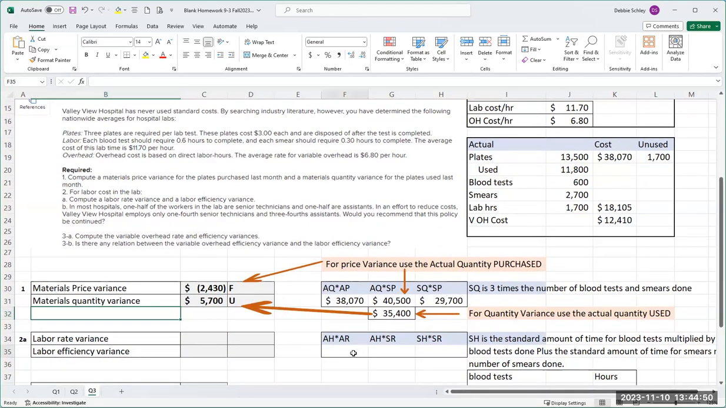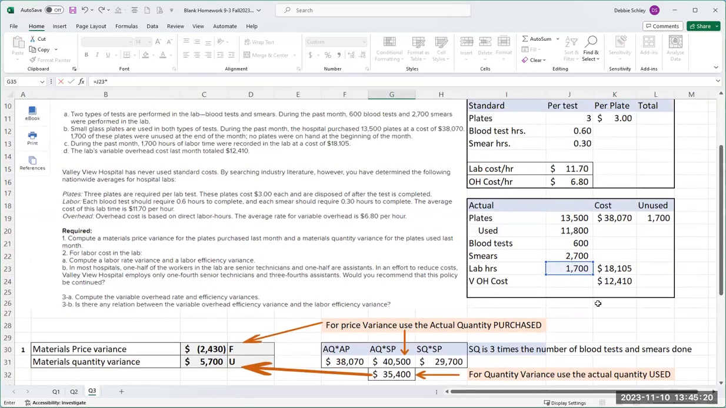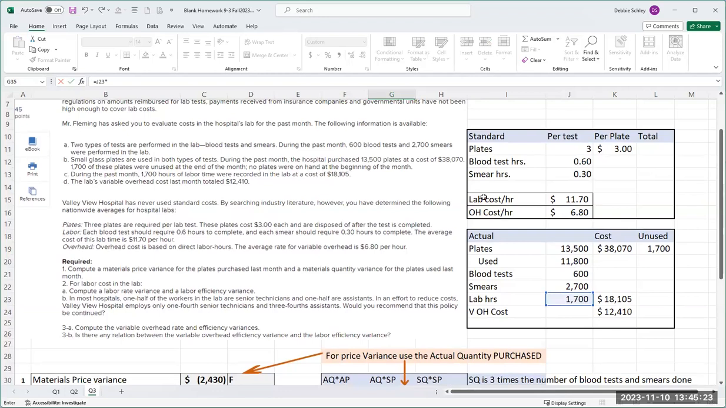So actual hours times the actual rate. They gave it to me in a total. They tell me how much my labor costs right there in actual. So I don't have to do any multiplication there on that first one. Okay. I'm talking about labor. So actual hours, which they told me here, times the standard lab cost per hour, which was $11.70.